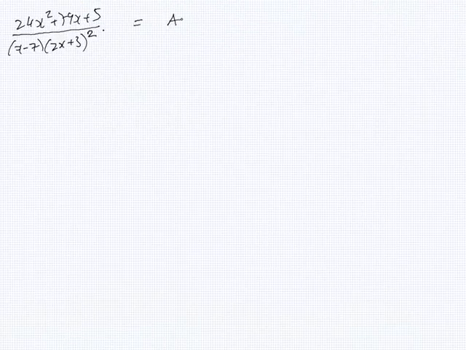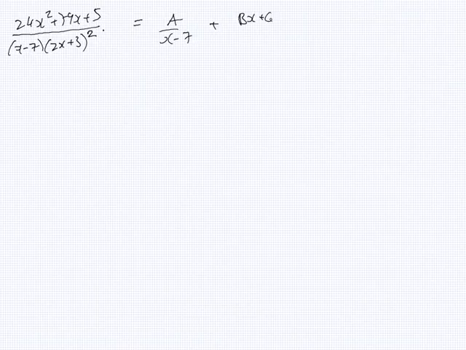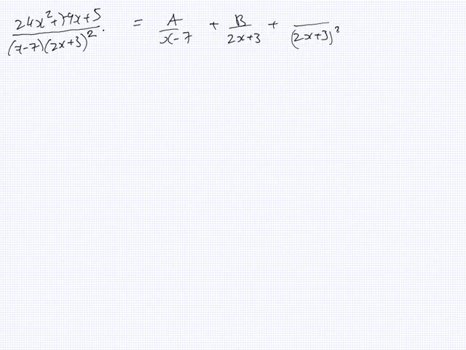This is equal to A over x minus 7 plus B over 2x plus 3. And then the next one is C over 2x plus 3 squared. And we can put Cx or D on the top. So which would be easier? Cx or maybe just C? Yeah, C, because we had the choice here for this one.